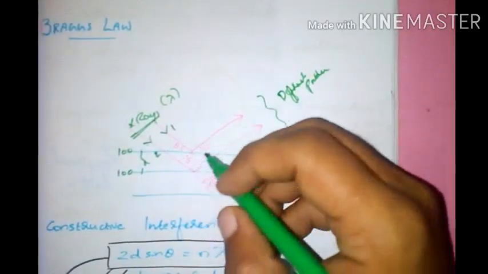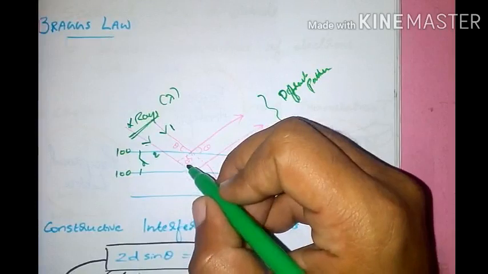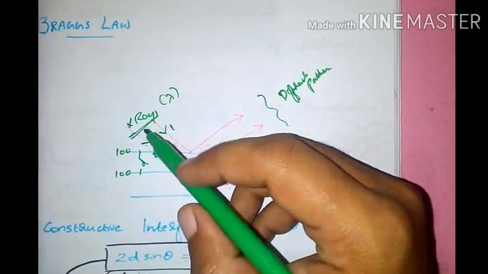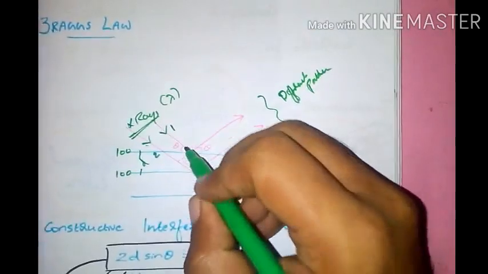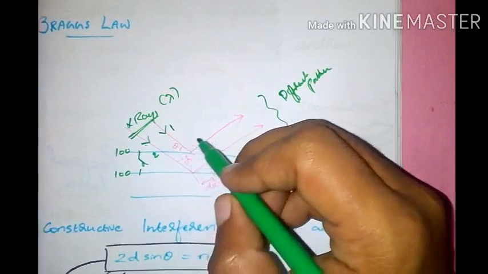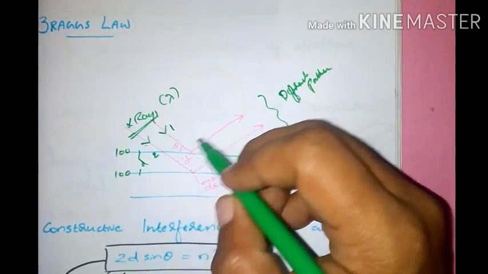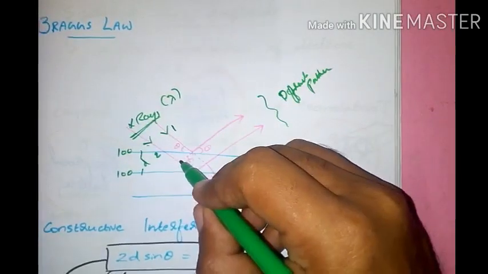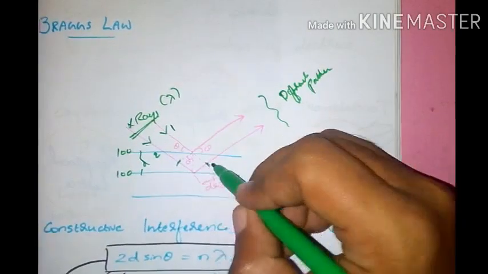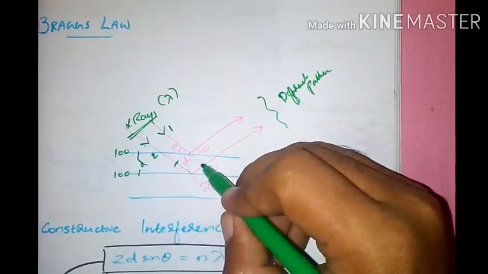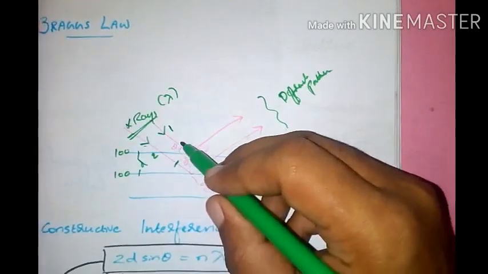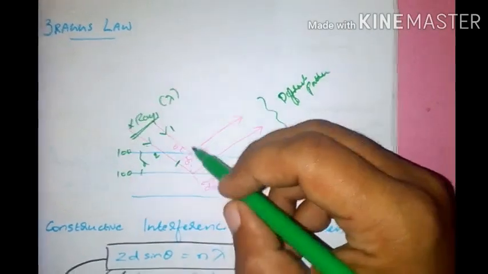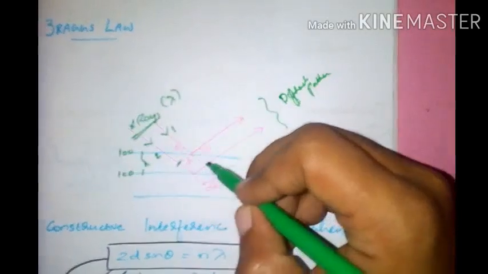So we have to check the path length and the path difference that you can see here between the two rays. This is the first ray and second ray. The path difference between the two rays is this much. The second ray follows this much extra path when compared to the first ray. So we have to measure this distance.